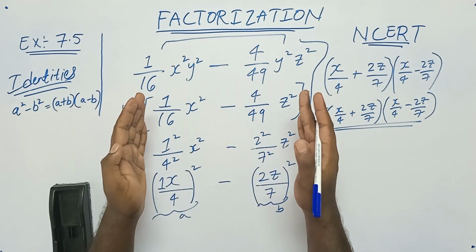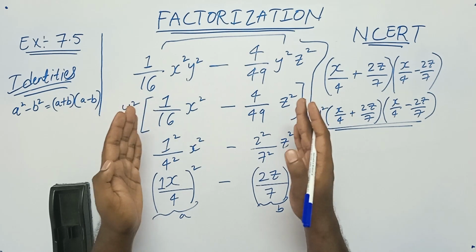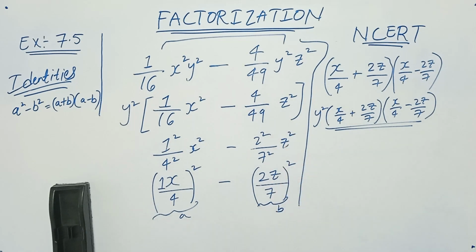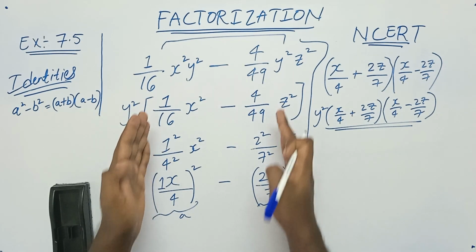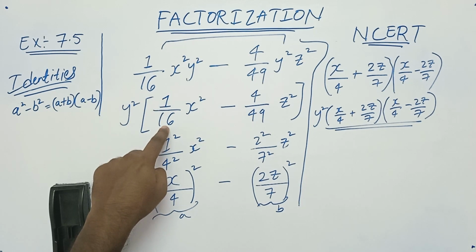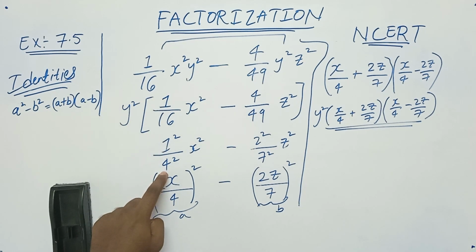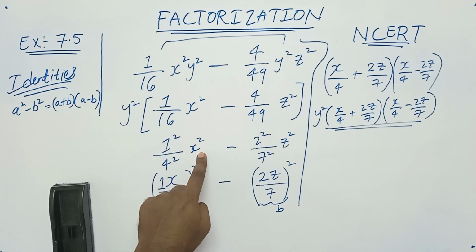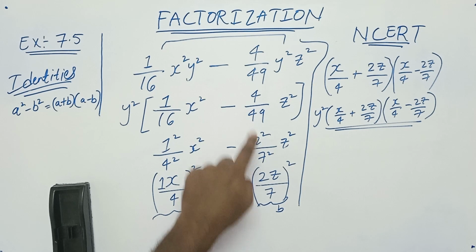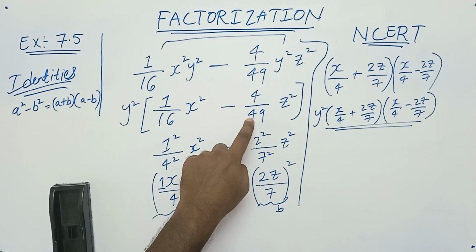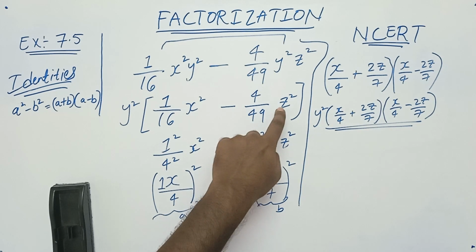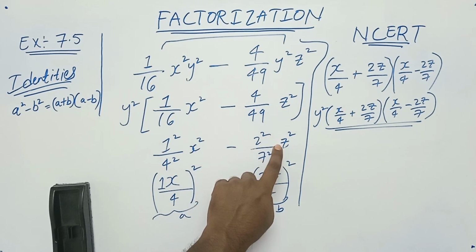Now we just consider these bracket values. We are going to change the values into exponential form. So 1 is 1 square, 16 is a square number, so we're going to write it as 4 square. x square we already have, so we write it as it is. Here we have 4, we are going to write 4 as 2 square, and 49 is a square number of 7, so we're going to write it as 7 square. z square will be written as it is.